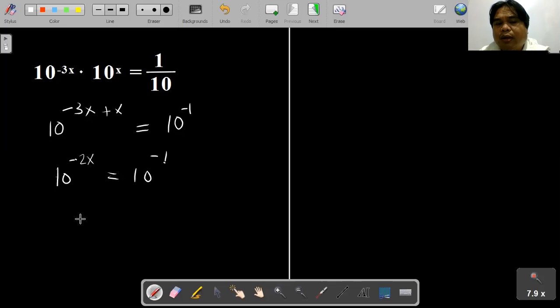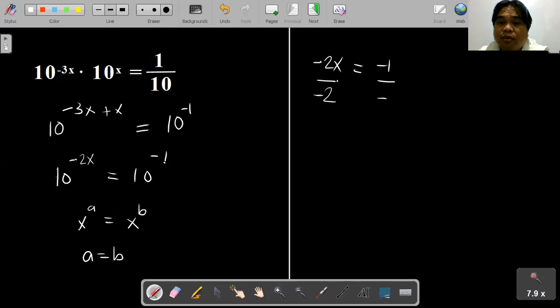As a review, one of the properties of exponential equations is that when you have x to the power of a equal to x to the power of b, when you equate terms with the same base, you can just equate the exponents as well. So a is equal to b. In this case, the bases are already equal, which is 10. So let's now just equate the exponents. Negative 2x is equal to negative 1. To solve for x, we just divide each side by negative 2. So x is 1/2.